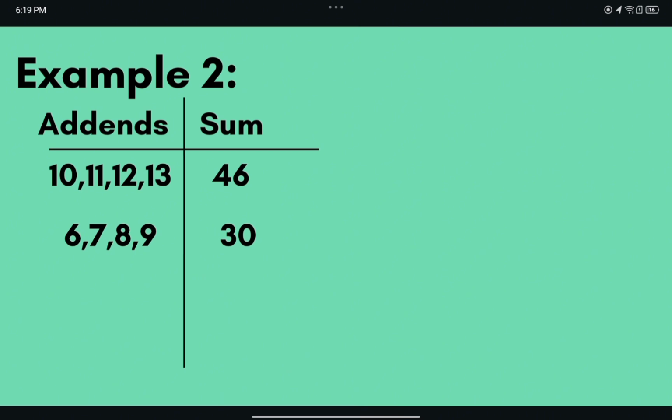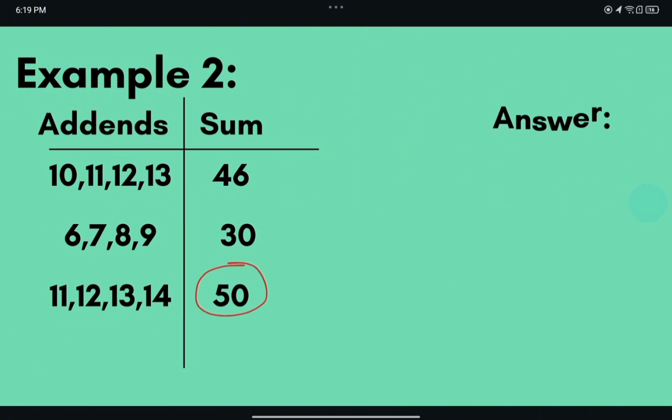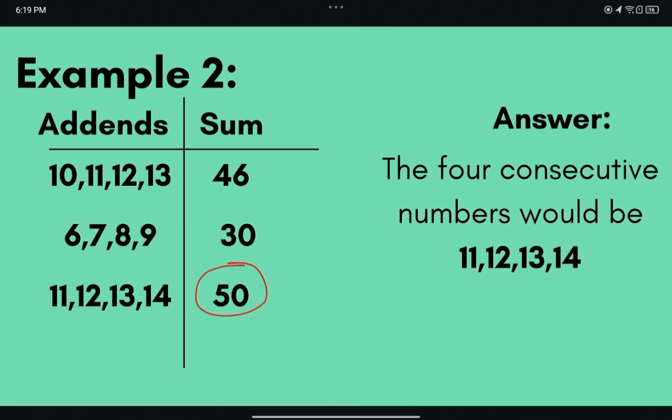So, gawa tayo ulit. 11, 12, 13, 14 equals 50. So, ito yung sagot. So, ang magiging answer natin is the 4 consecutive numbers will be 11, 12, 13, 14. Ganito lang kadali yung another example natin na paggamit ng guess and check. So, another example.